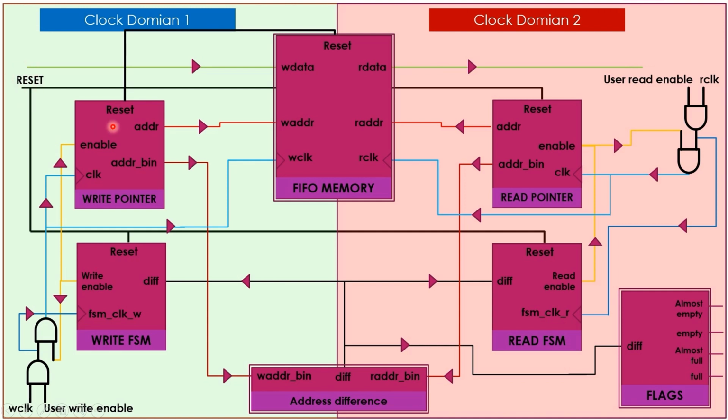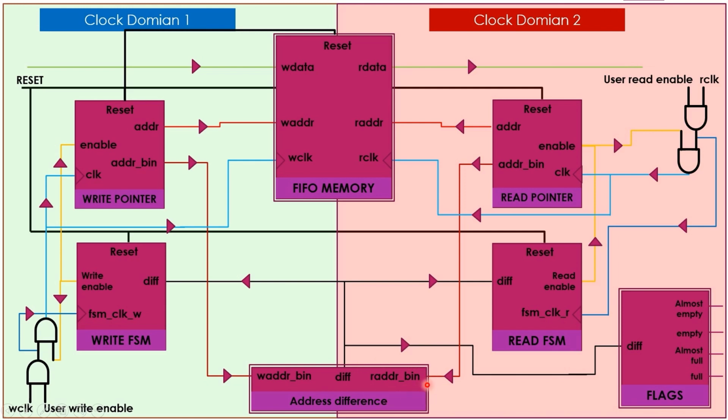When reset goes low, it resets all the flops of the circuit to their appropriate value. For instance, in write pointer block, the ADDR and ADDR bin signals are set to 0 each. Similarly for write FSM, write enable is set to 0. The read pointer's outputs, that are ADDR and ADDR bin, are also set to 0 and read enable in read FSM is also 0. All the flags are set appropriately depending upon the difference signal. The difference signal comes out of address difference, which is 0 because both write address bin and read address bin are 0.